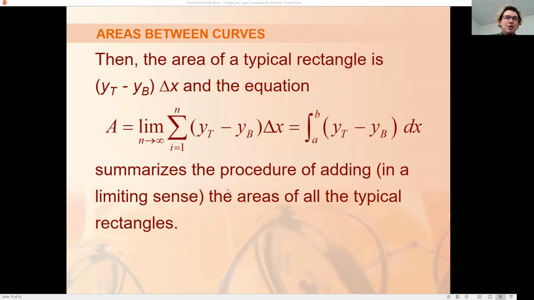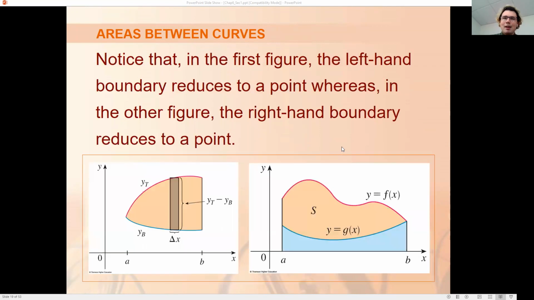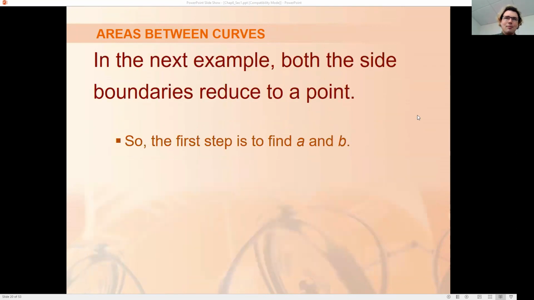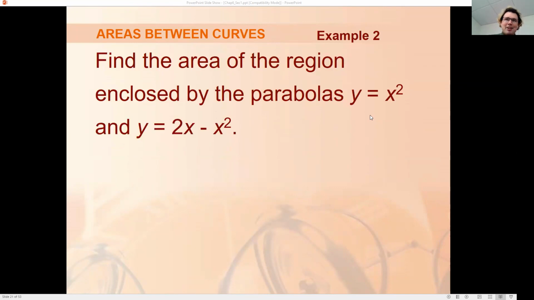Here's some more information about Riemann sums, but I feel that I got that pretty well in my previous video. You can pause here if you like. I want to move on to a question where we need to actually calculate these intersection points. In this example, both the side boundaries are a single point. Rather, I should say, each of them is one point. The first step for finding this integral is to calculate a and b.